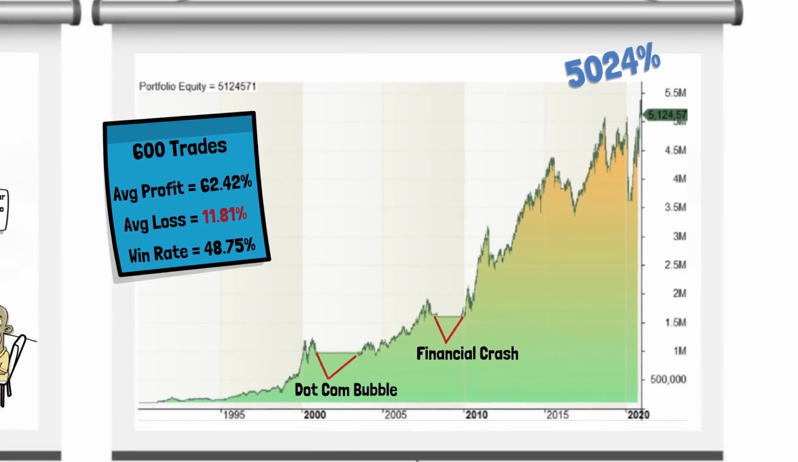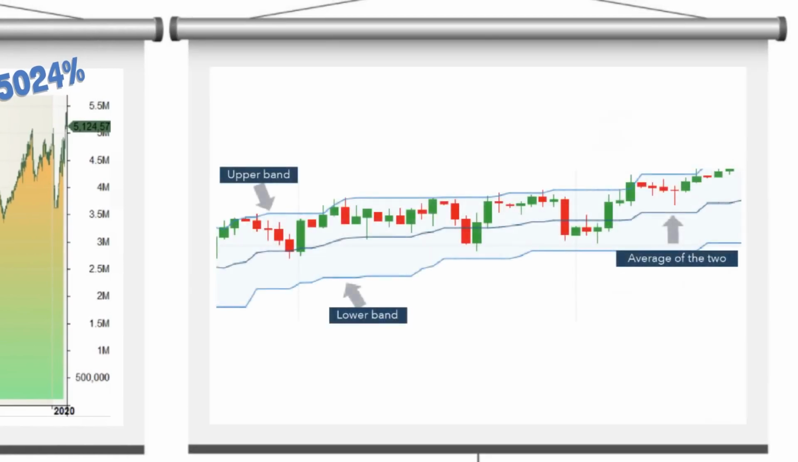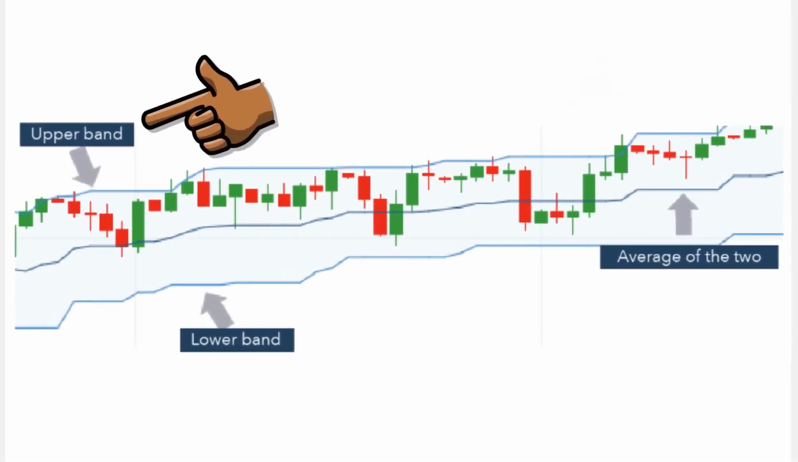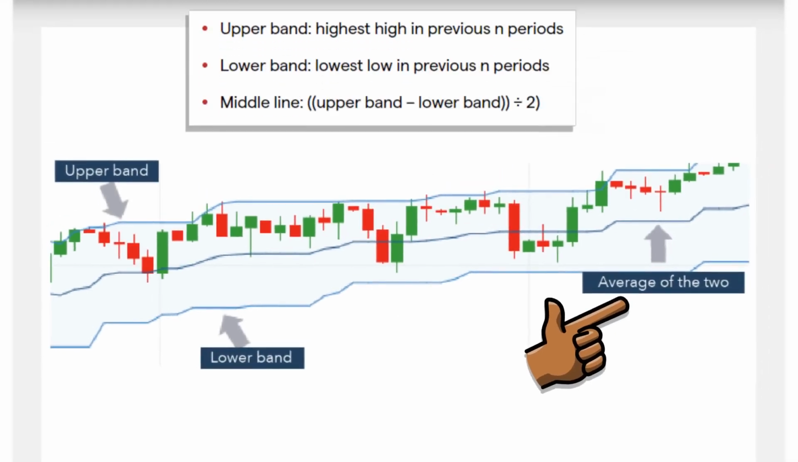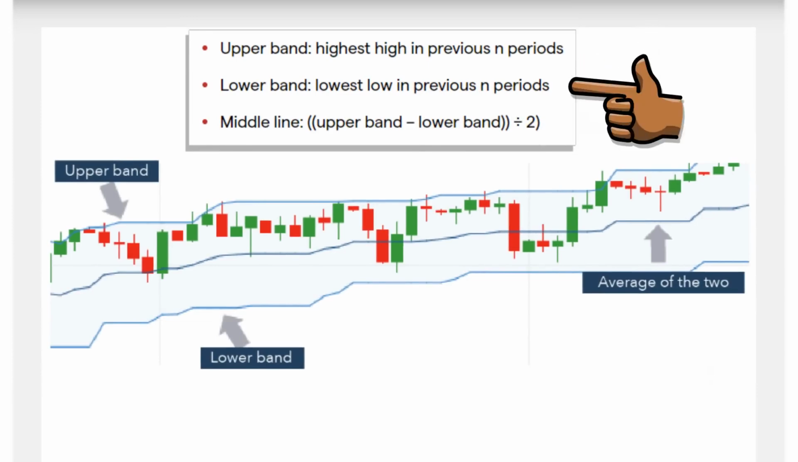So what are Donchian channels? The Donchian channel indicator can be found on most charting packages, therefore making it an easy mechanical system to follow. The channels are made up of three bands, an upper band, a lower band, and a mid-range band. The upper band marks the highest high in the previous period being measured, whereas the lower band looks for the lowest low in the period measured.